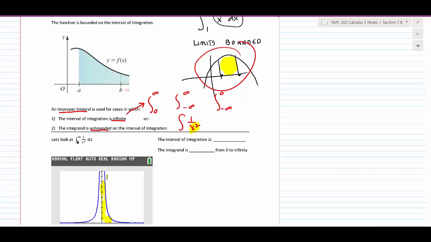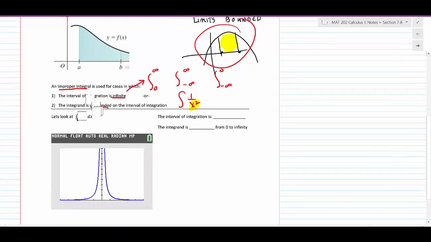So those are the two features of an improper integral: something's unbounded, either the limits or the integrand. Does that make sense? Those are the two cases that we explore. Now we're going to go through and do several of these.